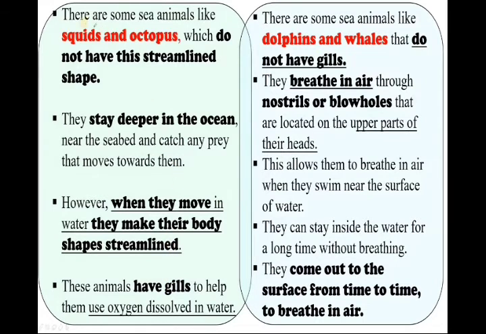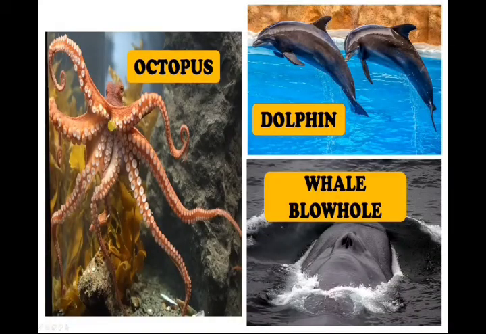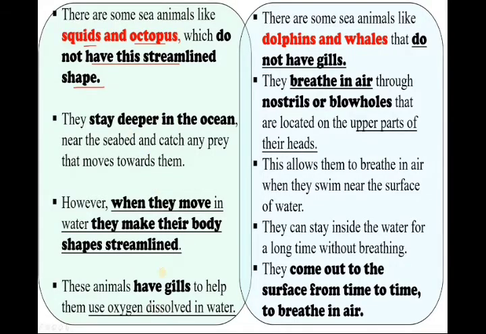Children, there are some sea animals like squid and octopus which do not have a streamlined shape. But how are they surviving in water? Look here, octopus, dolphin, whales with blowholes, etc. They don't have a streamlined body. They stay deeper in the ocean near the seabed and catch any prey that moves towards them.